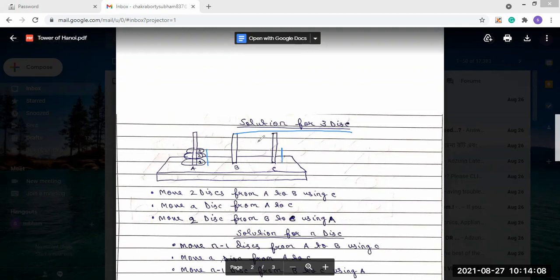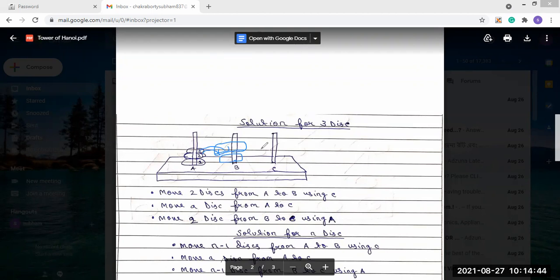We will move the disks one by one, and in the destination tower the disks will also be present in this way. So how will we do that? If we have to move them this way, then first the 3 and the 2 have to be moved to tower B. Now this is the auxiliary tower.